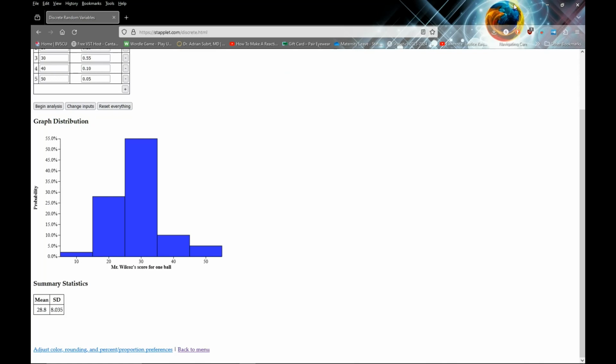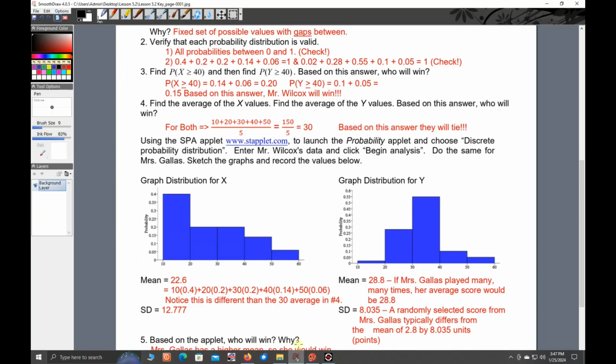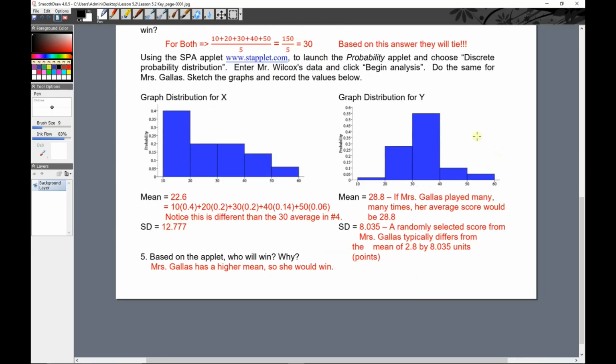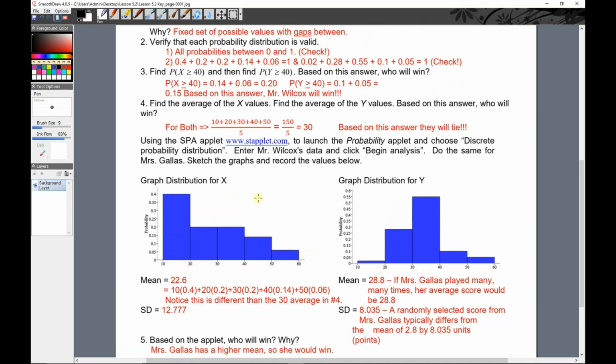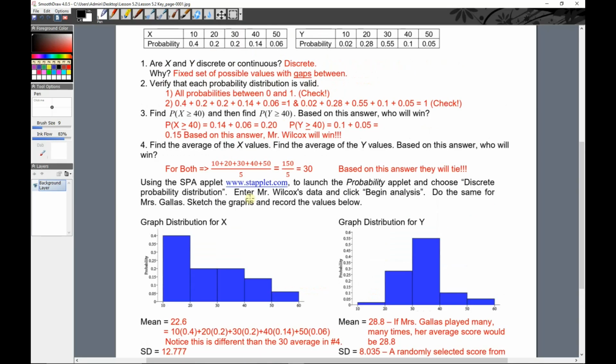So let's look back at the notes here. Let me pull that back up. And here are the results. Here's the graph we looked at for Wilcox. Here's the mean. Now you can calculate the mean easily without anything particularly technology oriented. You just take the value of the random variable, in this case 10, multiply it by its probability, 0.4, and then do the same for all 5 of them, the other 4, and add it to the first. Just add them all up. And this will give you a weighted average.